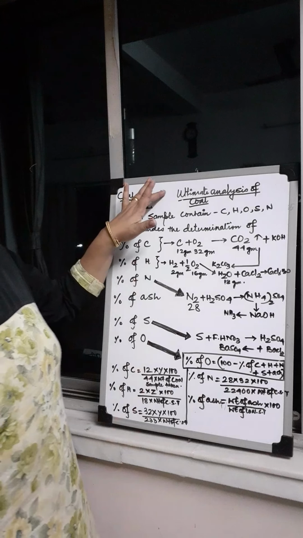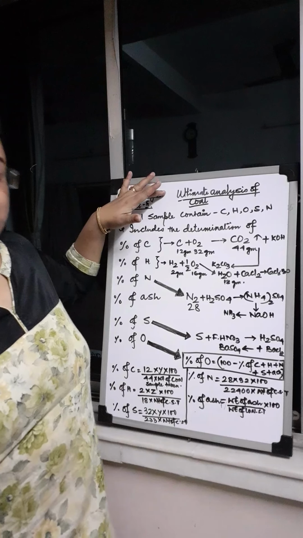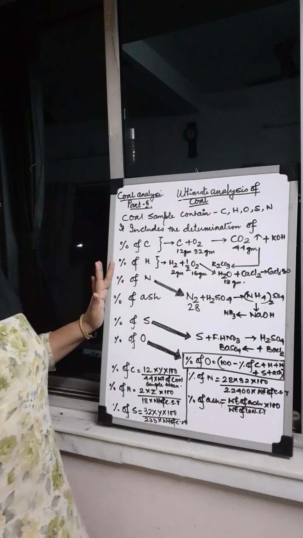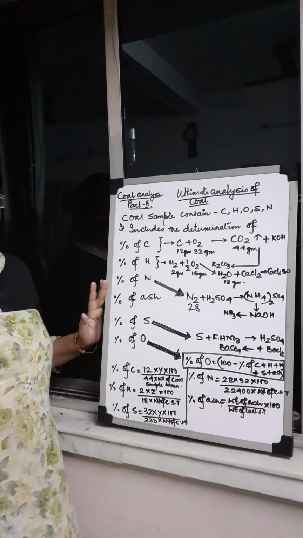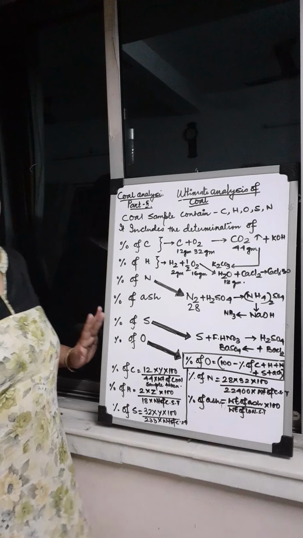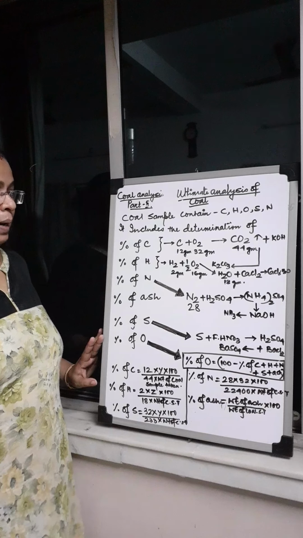In the case of ultimate analysis of coal, we have to determine the percentage of carbon content, percentage of hydrogen content, percentage of nitrogen, percentage of ash content, percentage of sulfur content and percentage of oxygen content.